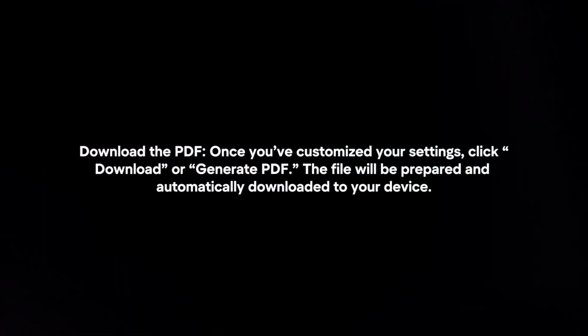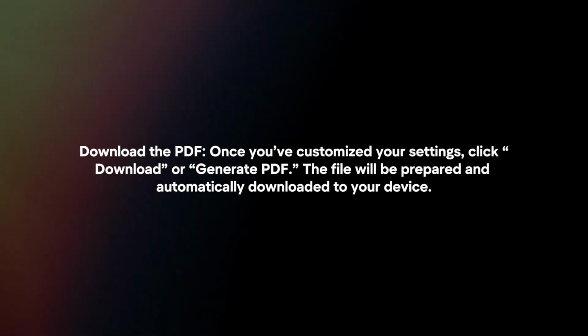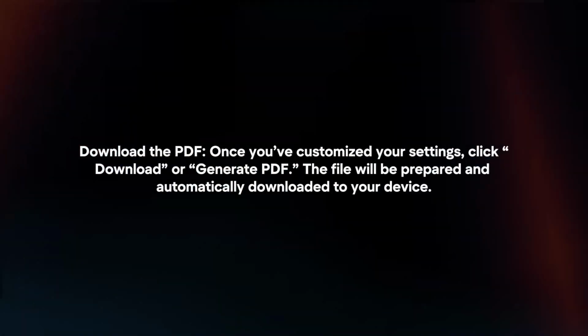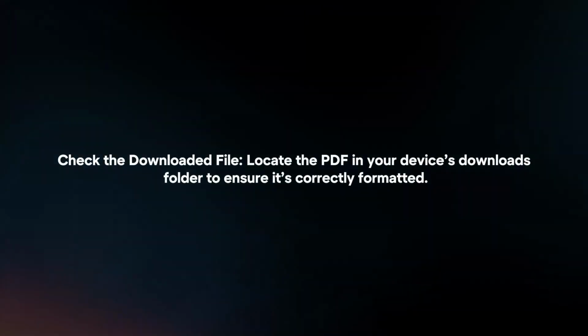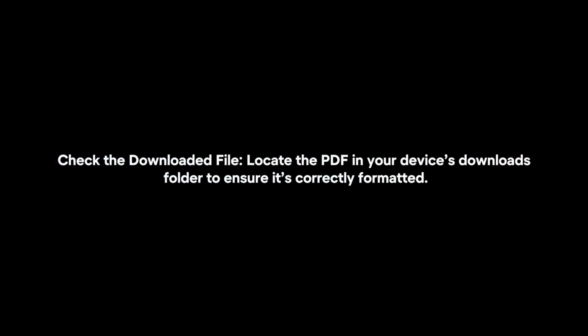Download the PDF. Once you've customized your settings, click Download or Generate PDF. The file will be prepared and automatically downloaded to your device. Check the downloaded file. Locate the PDF in your device's download folder to ensure it's correctly formatted.